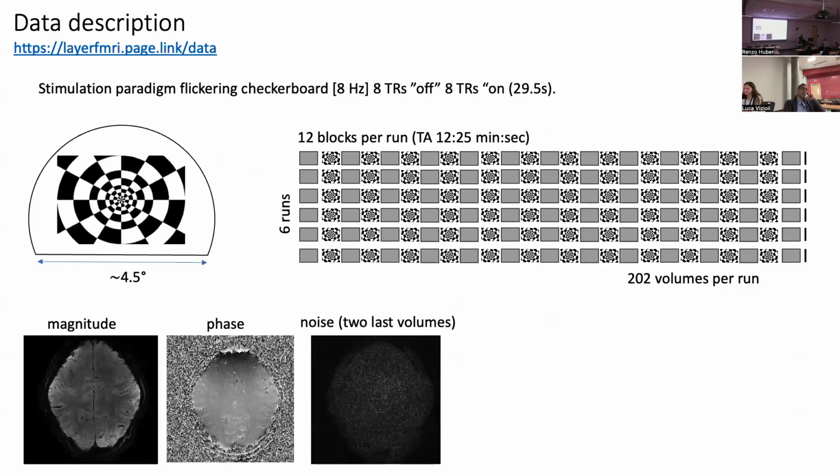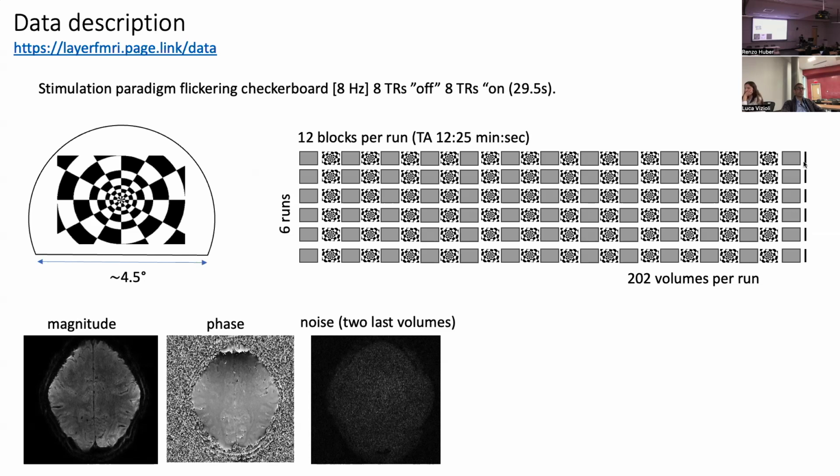From the functional paradigm perspective, we have a flickering checkerboard. It's not the entire visual field. It's kind of relatively small, so there are areas around it that are not activated. We have 6 runs. Each block within each run consists of 8 TRs. And so with the TR that we had, this means that each trial is 29 seconds. So 29 seconds rest, 29 seconds flickering, rest, flickering, and so on. And we end with another rest period. And the same thing 6 times. So you can also conveniently average this if you want to.